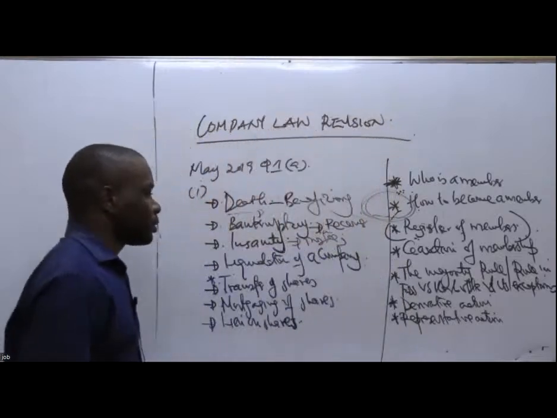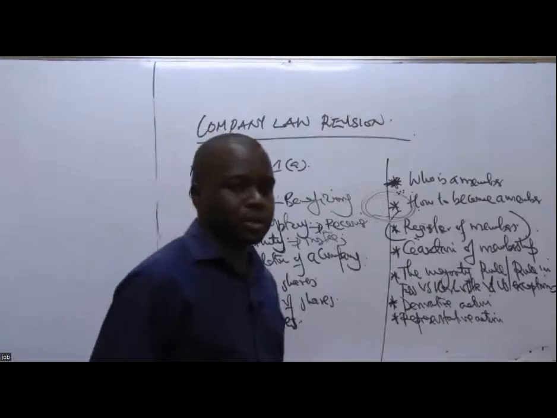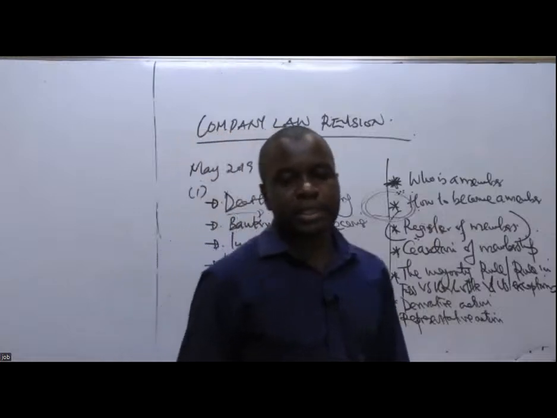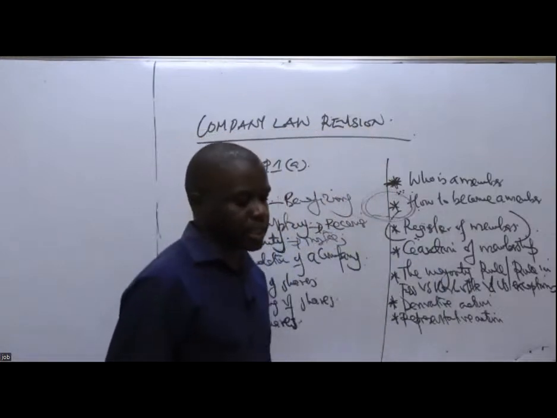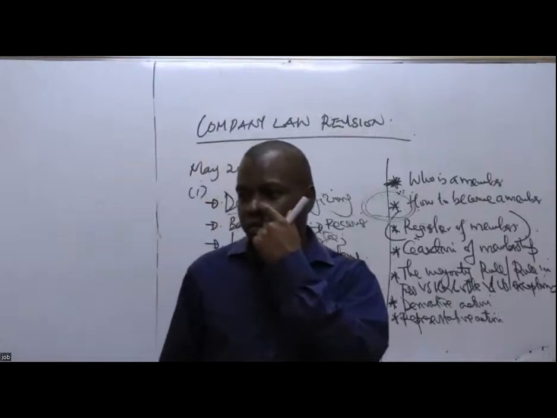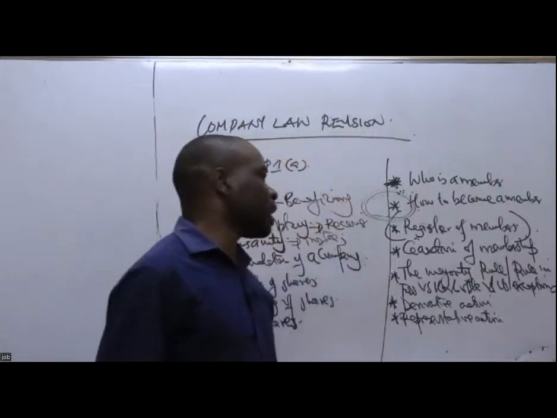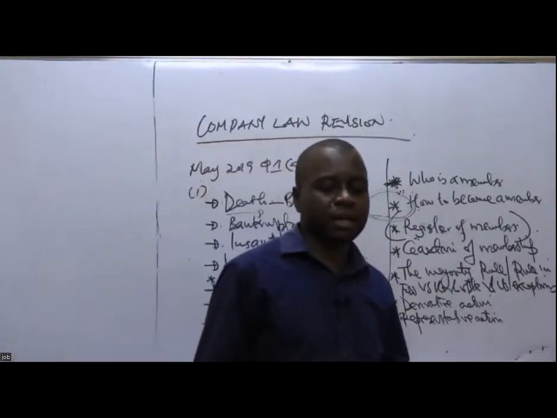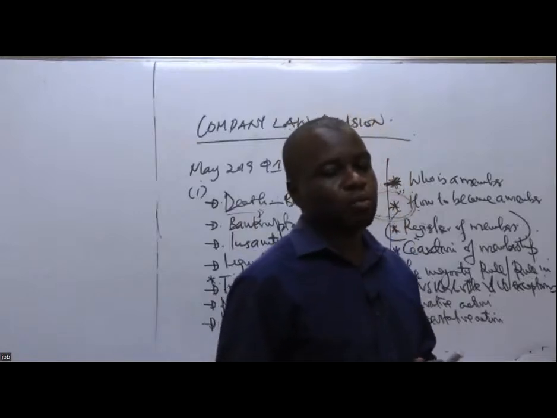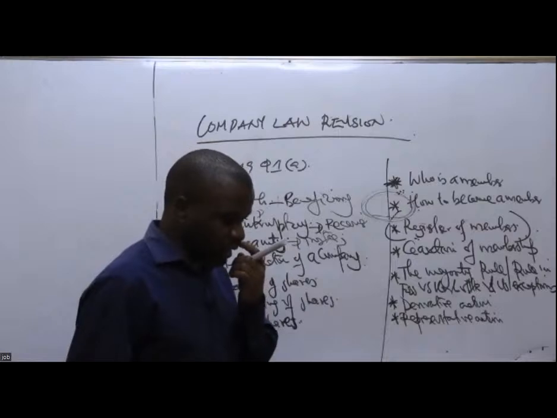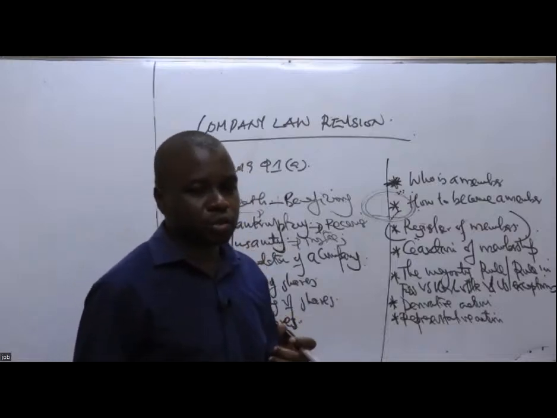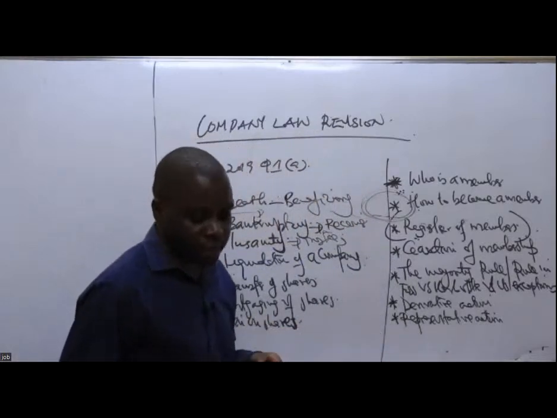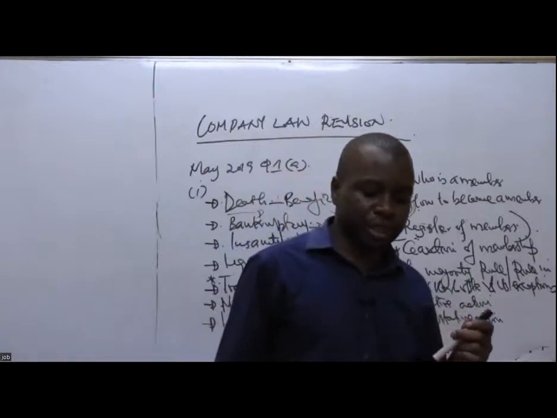Number five, by taking up what we call qualification shares. I think I explained what qualification shares are. If you can recall, we said that when Ebi becomes a director at Safaricom, Ebi will be called upon to take up some shares at Safaricom. These shares taken up by Ebi will be known as qualification shares. It is one of the requirements, one of the qualifications of becoming a director in a company.